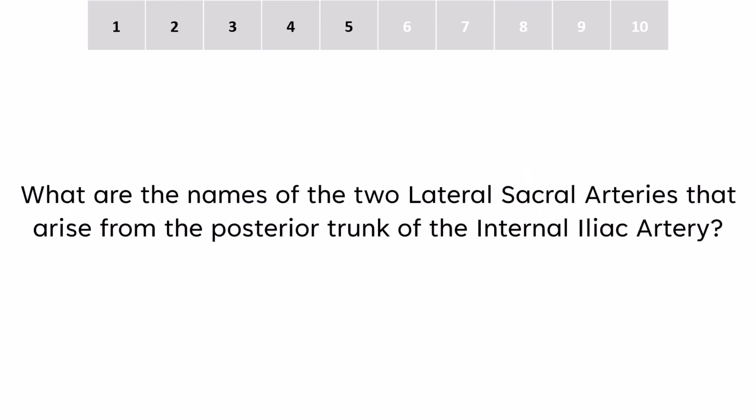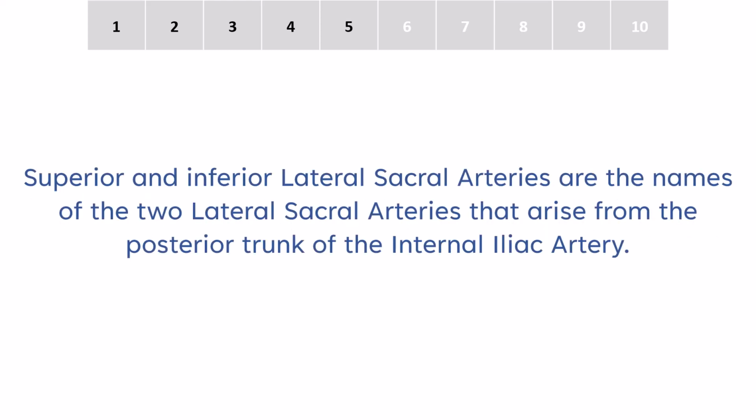What are the names of the 2 lateral sacral arteries that arise from the posterior trunk of the internal iliac artery? Superior and inferior lateral sacral arteries are the names of the 2 lateral sacral arteries that arise from the posterior trunk of the internal iliac artery.